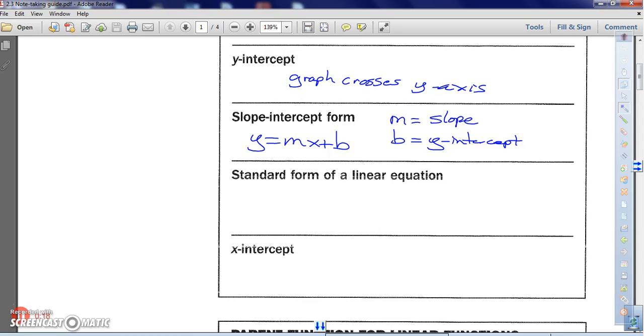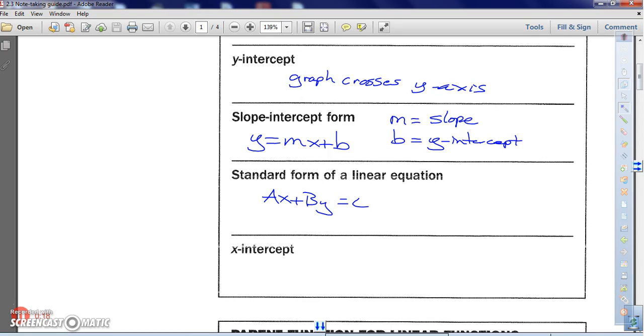The form, though, that we might not be familiar with up to this point is called standard form. Standard form is another way to write the equation of a line, only it looks different from slope-intercept form. It looks like this: ax plus by is equal to c. And in this situation, the x and the y are on the same side of the equation. Now, just by looking at that equation, you cannot determine the slope and the y-intercept. However, there are shortcuts that you can use that can help you determine the slope and the y-intercept, which makes the equation easier to graph.